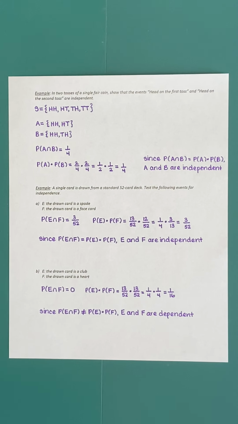Okay, so in two tosses of a single fair coin, show that the events heads on the first toss and heads on the second toss are independent. What does this really mean? Well, this is essentially saying show that one toss's outcome is independent from the other toss's outcome. Logically, this should be true. Logically speaking, whether or not you get heads or tails the first time should have no impact on whether or not you get heads or tails the second time. But we want to prove this algebraically.